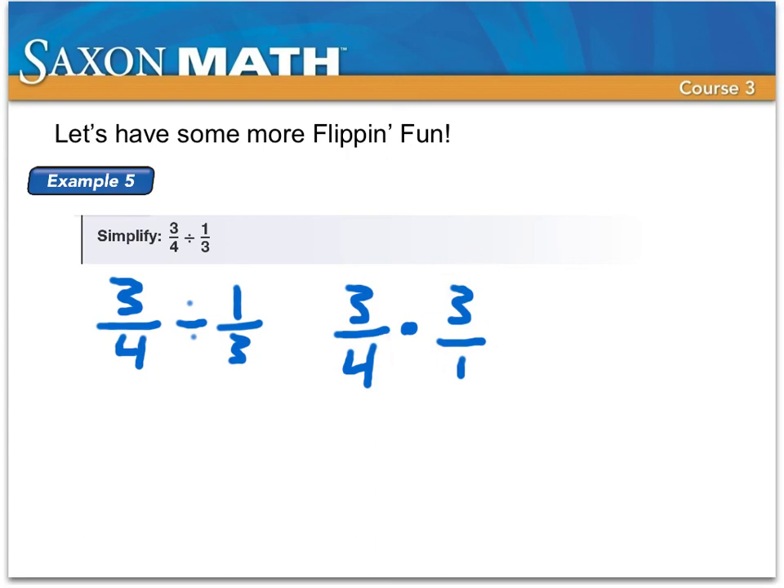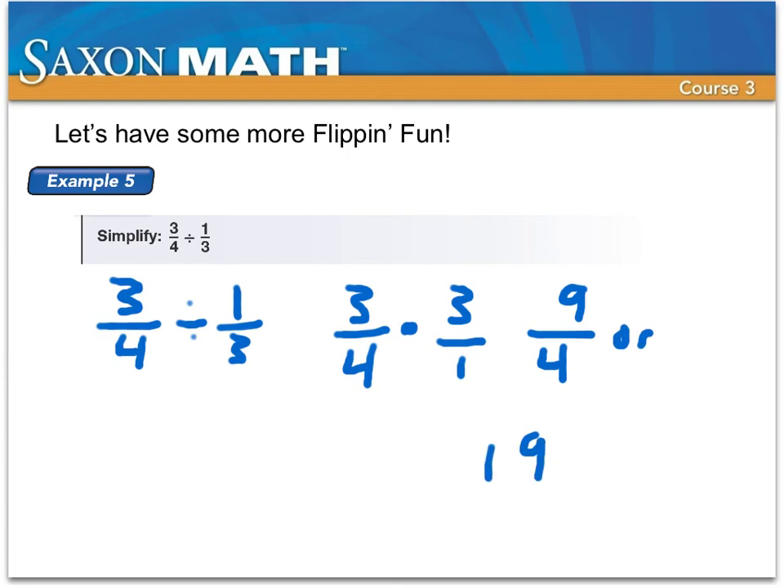Let's go ahead and multiply these. If I wanted to do the second method here, I could see if these cross cancel, but 3 and 1 don't simplify, and neither do 3 and 4. So there's no cross canceling, so I have to just multiply these. 3 times 3 is 9 on top, over 4 on the bottom. 9 over 4 is simplified, or I could make it a mixed number.